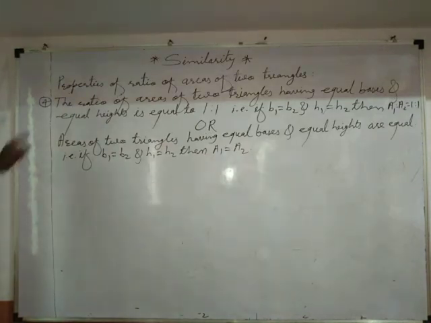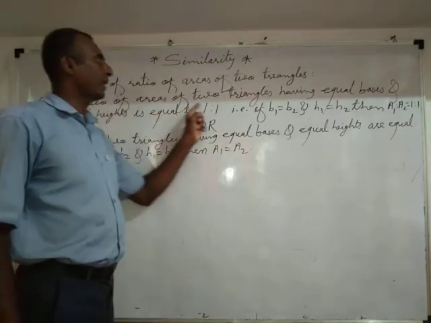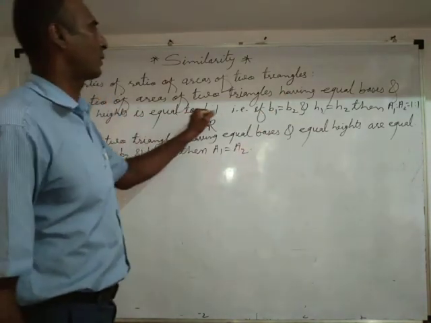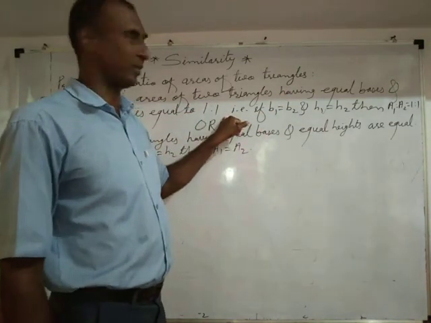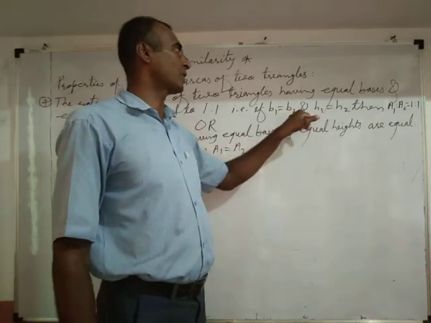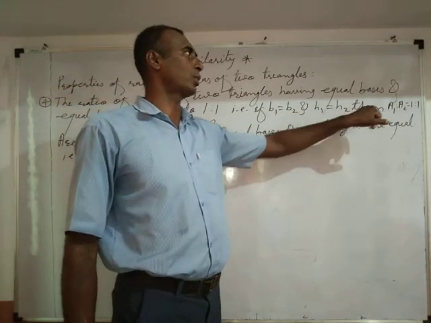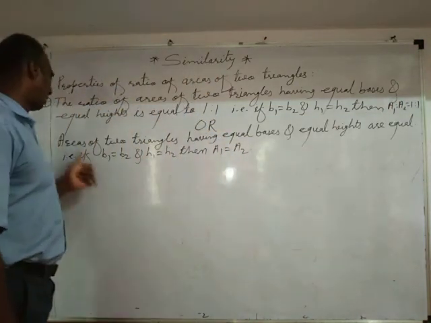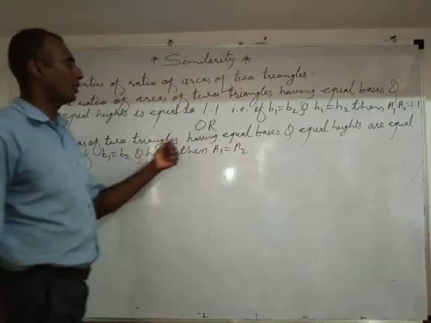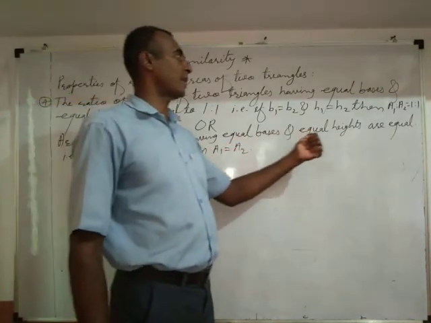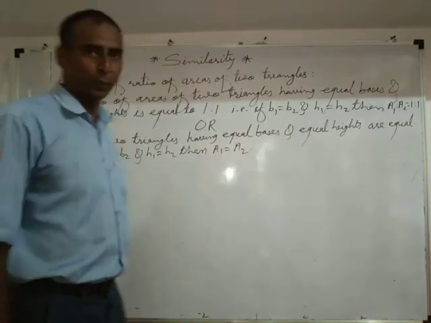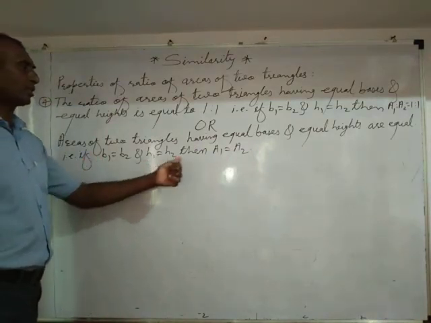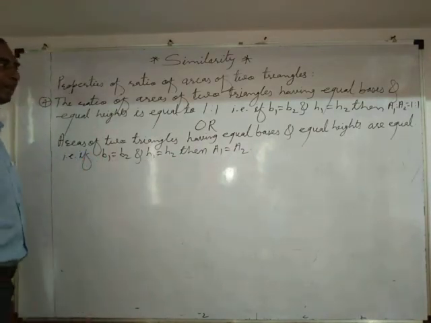Now let's see the fourth property. The ratio of areas of two triangles having equal bases and equal heights is equal to 1:1. That is, if B1 equals B2 and H1 equals H2, then A1:A2 equals 1:1. Or, areas of two triangles having equal bases and equal heights are equal. That is, if B1 equals B2 and H1 equals H2, then A1 equals A2.